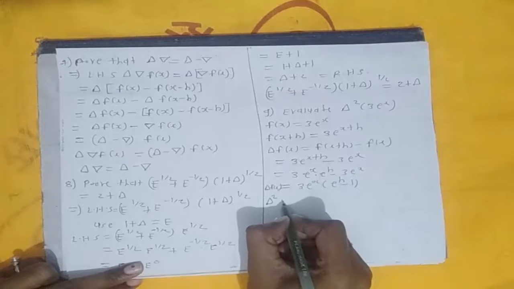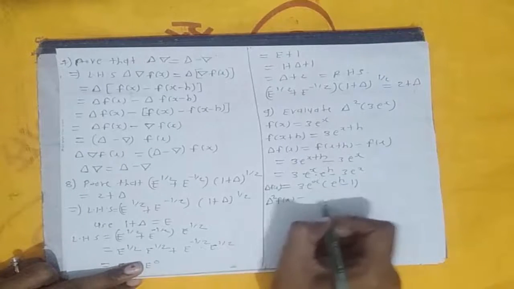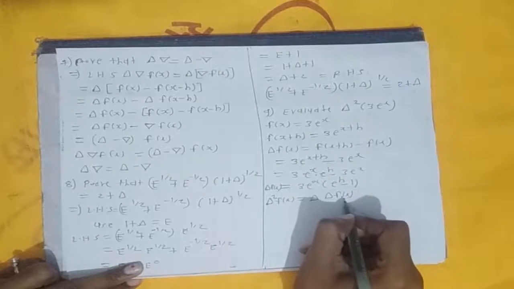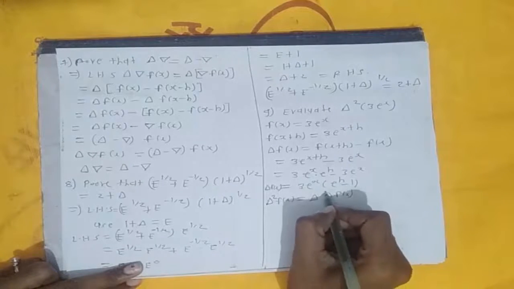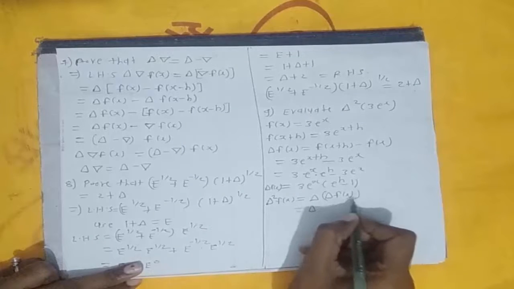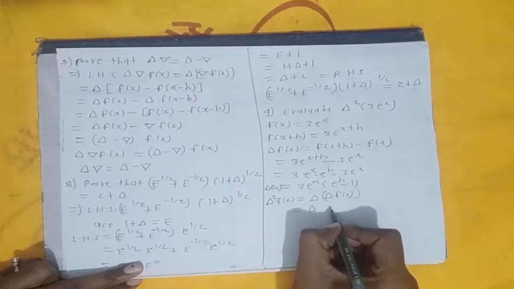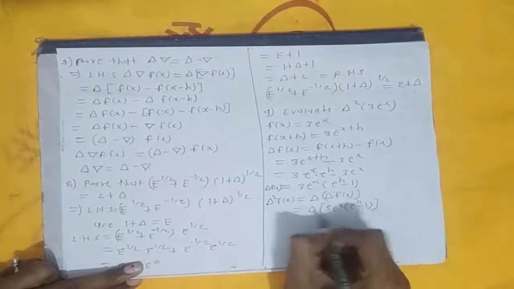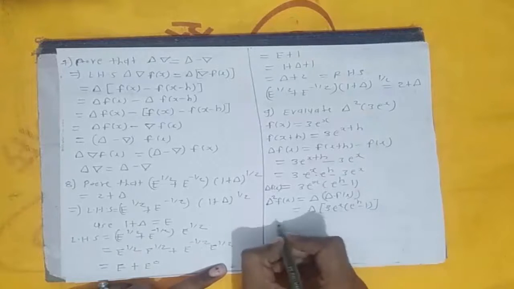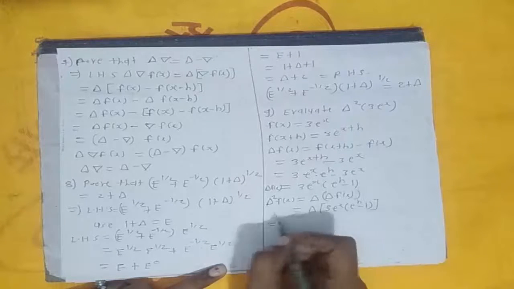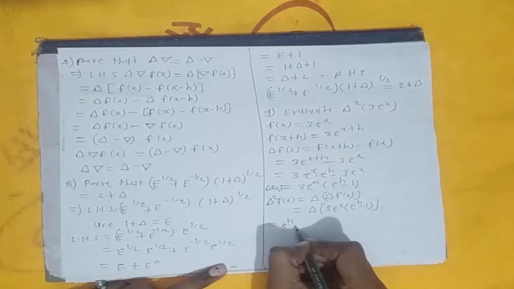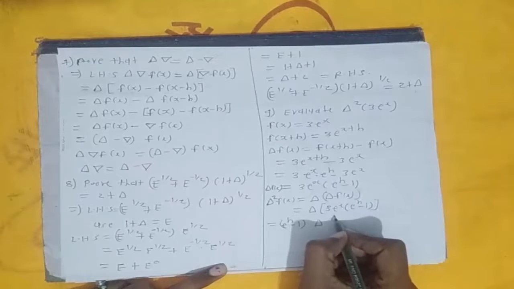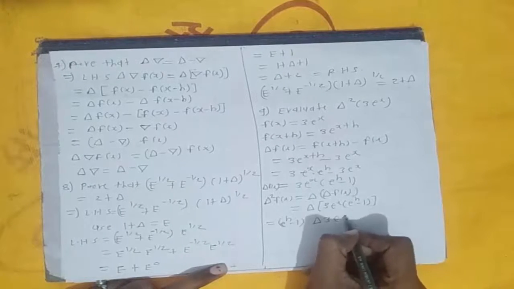So delta square f of x, we can find in this way: delta of delta f of x. So here delta f of x will be 3 e raised to x in bracket e raised to h minus 1. Again we have to find the difference of this. Here e raised to h minus 1 will be constant, so by using properties of the forward difference operator we can take e raised to h minus 1 outside and we apply only the forward difference operator on this function 3 e raised to x.